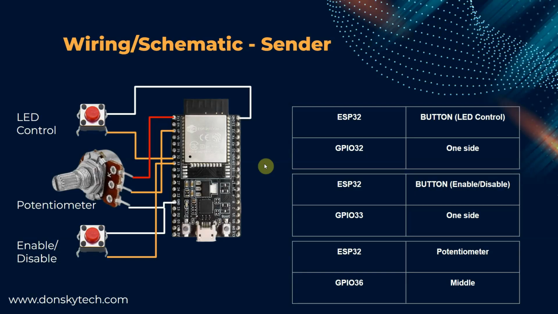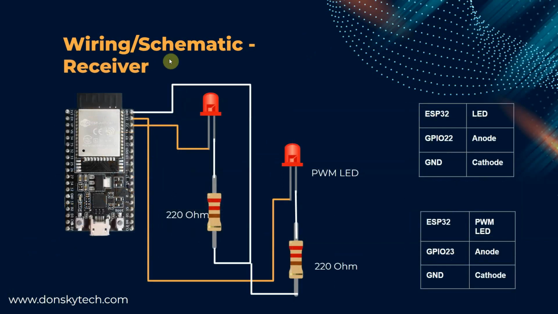For the wiring and schematic, just follow the wiring here. This is the schematic for the sender. There are just three components, which are the LED control button, the potentiometer, and the enable and disable pin. Just follow along with the table here. For the potentiometer, just connect one side to the 3.3 volts and the other to the ground. For the receiver, just follow the same principle that we had in the earlier video. There's the PWM LED connected to GPIO 23, and just always connect a current limiting resistor, which is the 220 ohm.